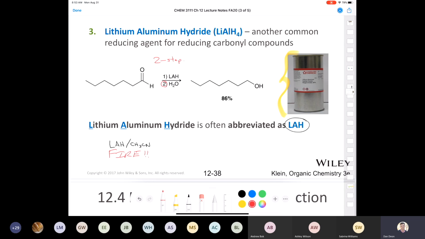There's water right here, right? But what did I tell you? If you mix lithium aluminum hydride and water directly, you will get a fire. Yes, the person is okay. They got some third-degree burns and mostly second-degree burns, but the person was okay.